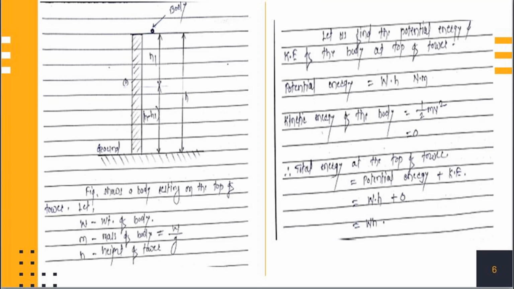Let us first find the potential energy and kinetic energy of the body at the top of the tower. We know that potential energy is equal to W into h and kinetic energy of the body is equal to 1/2 mv square. Since the body at the top of the tower is at rest, the kinetic energy of the body must be 0. Therefore total energy at the top of the tower, kinetic energy plus potential energy, is equal to W into h.